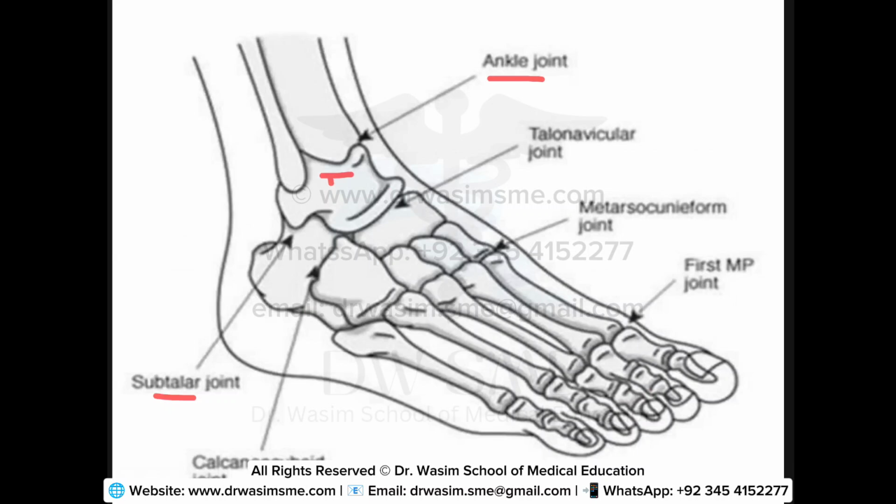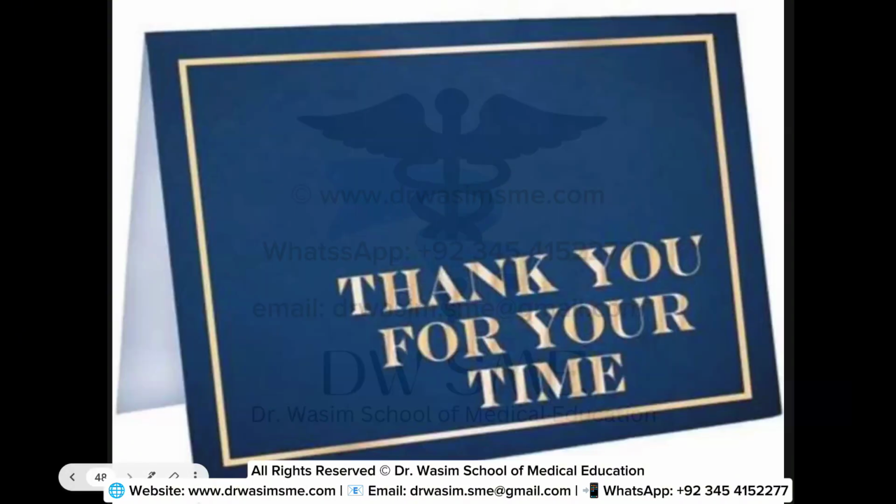So here we have the talus, here we have the calcaneum. In front of the talus, we have the navicular. With the calcaneum, we have the cuboid. And these are the cuneiforms. We have the medial cuneiform, intermediate cuneiform, and the lateral cuneiform. And then we have the metatarsals, and then we have the phalanges. So this was all regarding the joints of the lower limb.